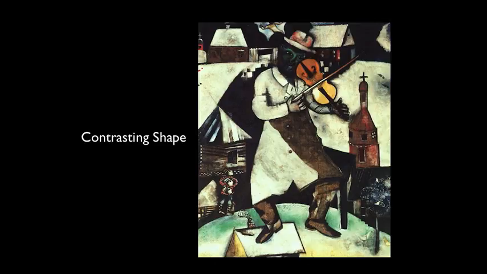And it is the focal point because it is so different from all of the other geometric, obviously squared and rectangled and triangled shapes around the figure. He has a few curves to him. He's got a curve in his hat, a curve in the tower of the bell there on the right, a curve in his elbow, but nothing dominates the way the curve of that violin does.